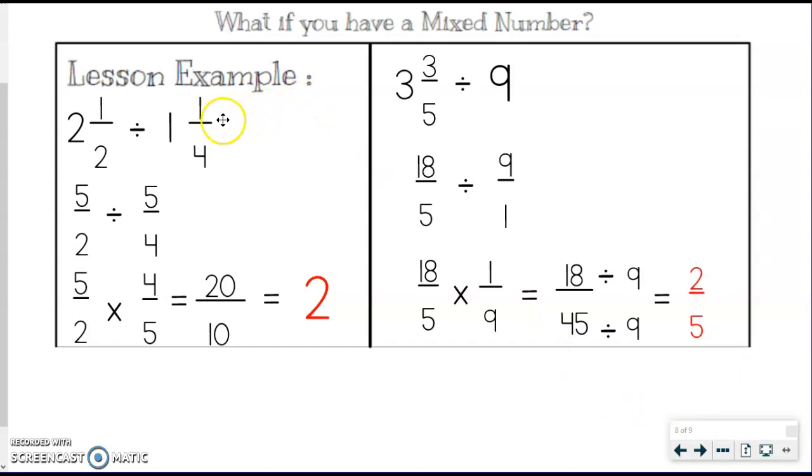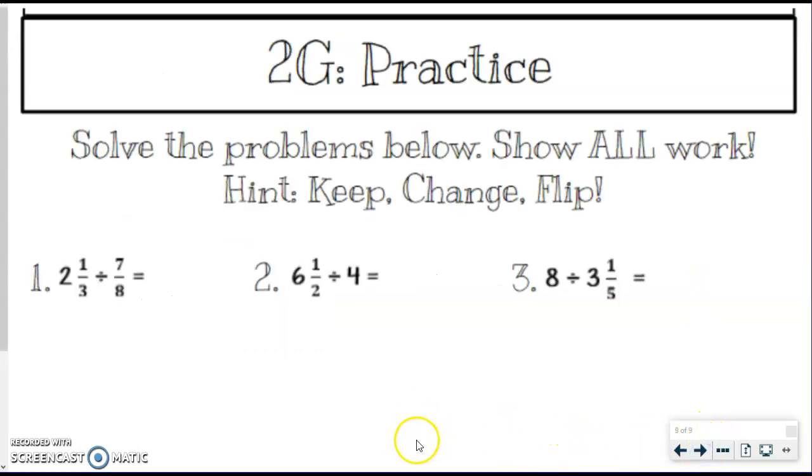So that's it. You just have to make sure you change them to improper fractions first, and then you do keep, change, flip, like we have been. Pretty simple. If you're still having trouble, that's okay. Please ask for help. Feel free to do so. If not, that's okay. You move on to the next thing.